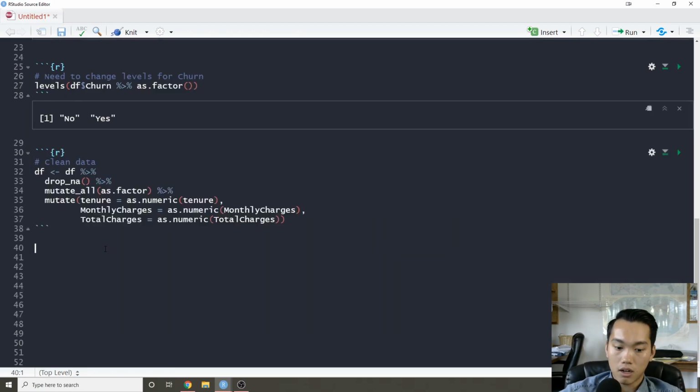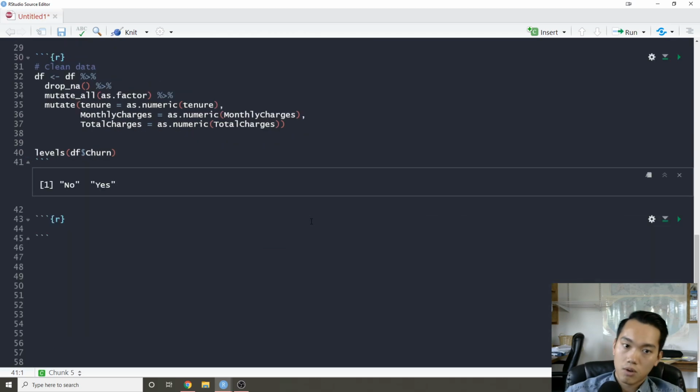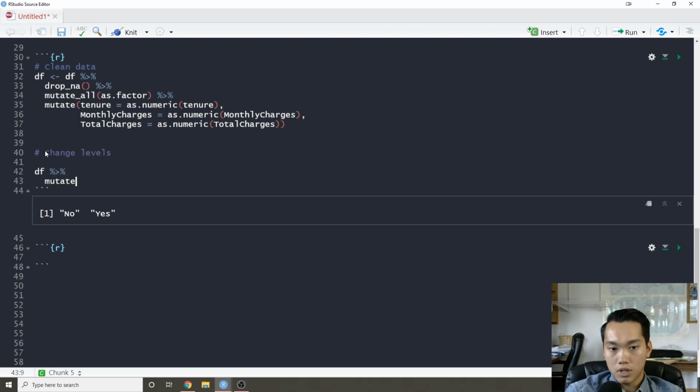It's pretty fast. And we're also not going to do any crazy feature engineering either, because I want to focus this video mostly on the metrics and not the actual modeling process. So now we should also change the levels. If we see the levels, df churn, we still have it no yes. What we can do is actually re-level the data. So change levels. So if we do df mutate churn is equal to factor reverse churn.